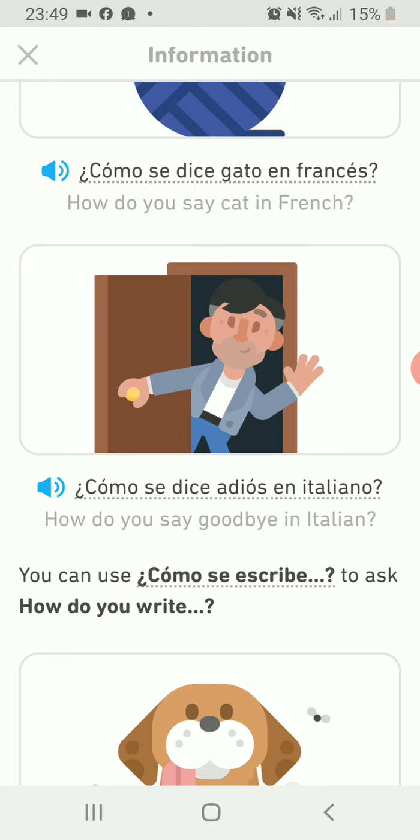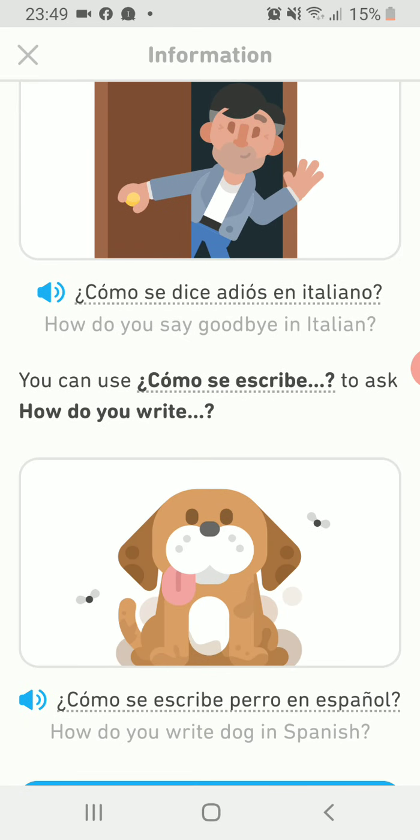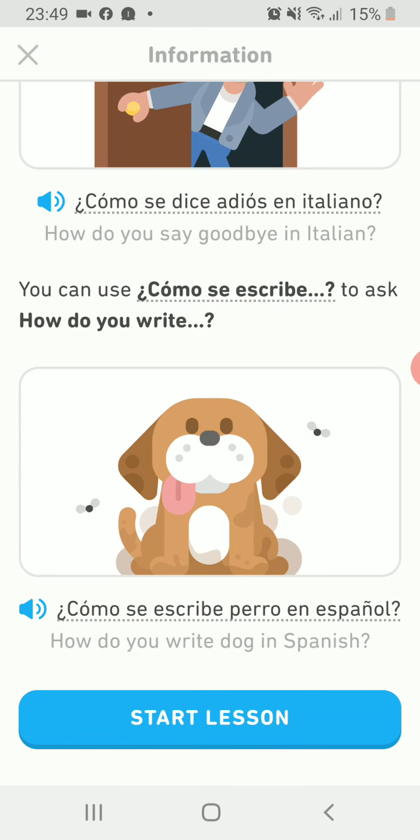Chat. ¿Cómo se dice adiós en italiano? How do you say goodbye in Italian? Arrivederci. And you can use ¿cómo se escribe? to ask how do you write it. ¿Cómo se escribe Perú en español? Así.